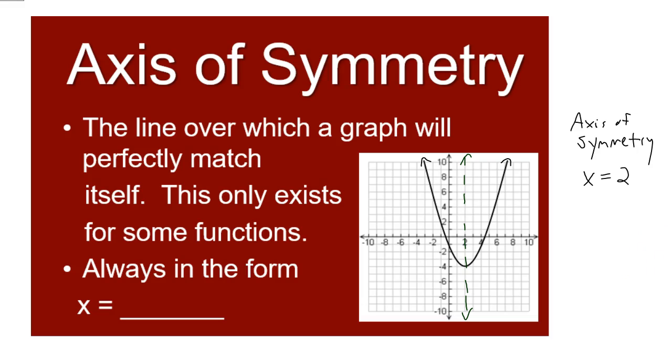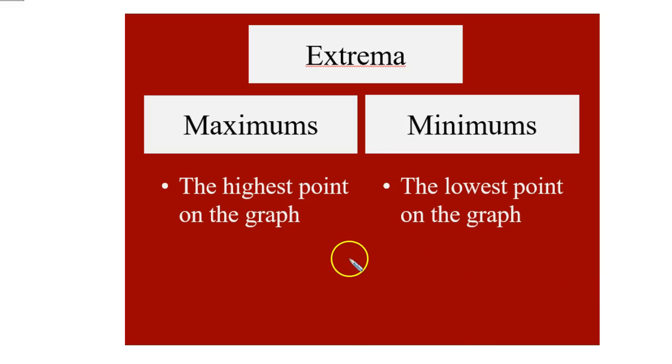Easy peasy, lemon squeezy. Another term that you may or may not know is extrema. Extrema is basically a fancy Mathanese word for maximums and minimums. At this point, we're going to just talk about maximums as the highest point on the graph and minimums as the lowest point on the graph. So if I have a parabola that looks like this, the extrema is going to be a minimum. And if I have a parabola that's open down, then the extrema is going to be a maximum.